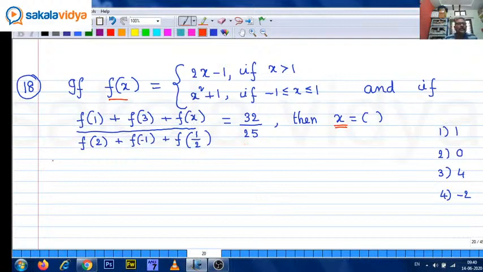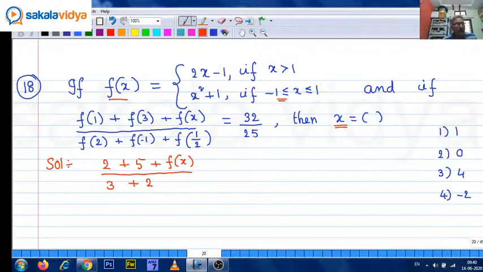So first let us write f of 1. F of 1 means 1 belongs to this interval. Here 1 square plus 1, that will be 2, plus f of 3. F of 3 means greater than 1: 3 into 2, 6 minus 1, 5, plus f of x, upon f of 2. 2 belongs to the first interval only: 2 into 2, 4, 4 minus 1, 3, plus f of minus 1. Minus 1 belongs to this interval: minus 1 square plus 1, that is 2.